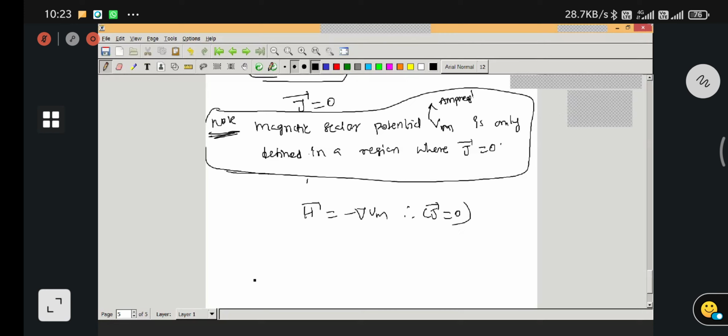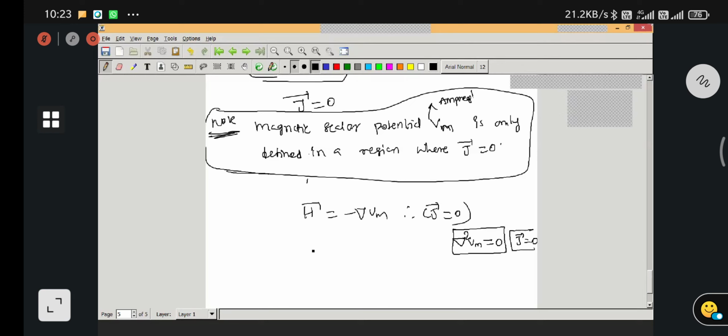The scalar potential satisfies Laplace's equation: del square Vm equal to 0, where Vm is the magnetic scalar potential. Del square Vm equal to 0. In this term, J equal to 0. Keep it boxed, very important.